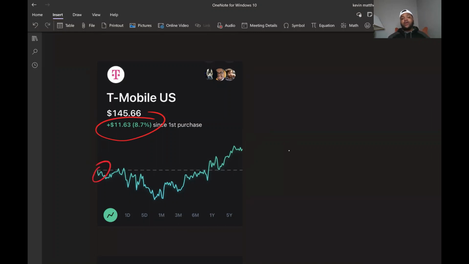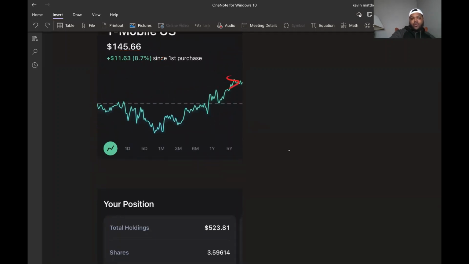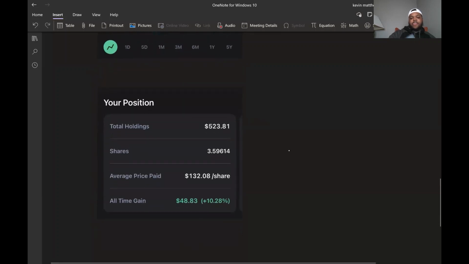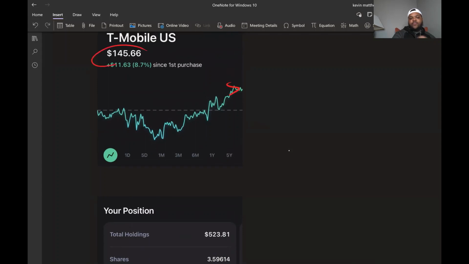So 6 months ago, it's 8%, good. Like I made money, right? I'm not ashamed of 8%. Like, look, you made money, right? Everybody can't do it. But if you scroll down, in my account anyway, look at here. Average price paid is 132. The price right now is 145.